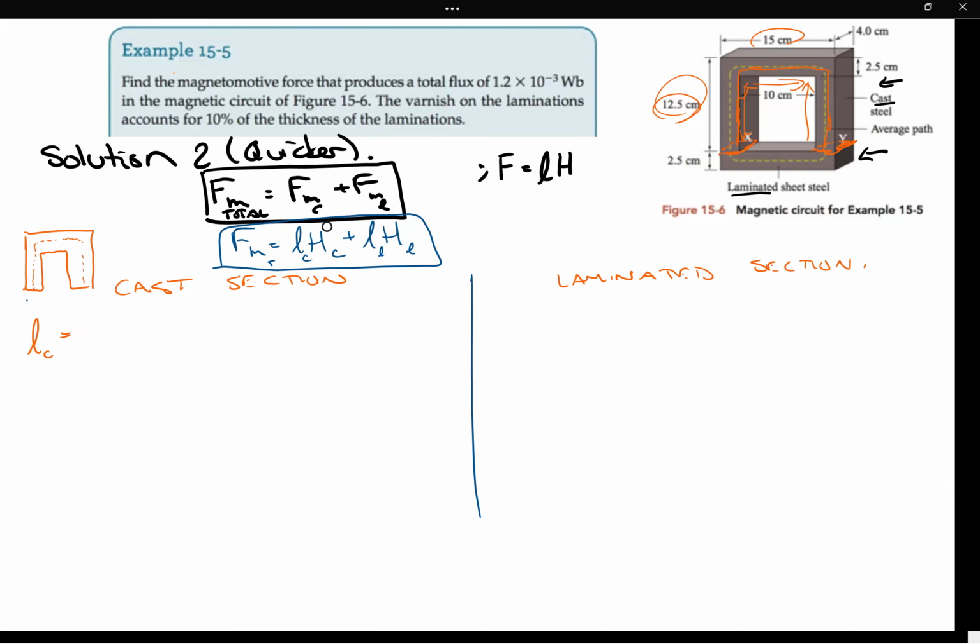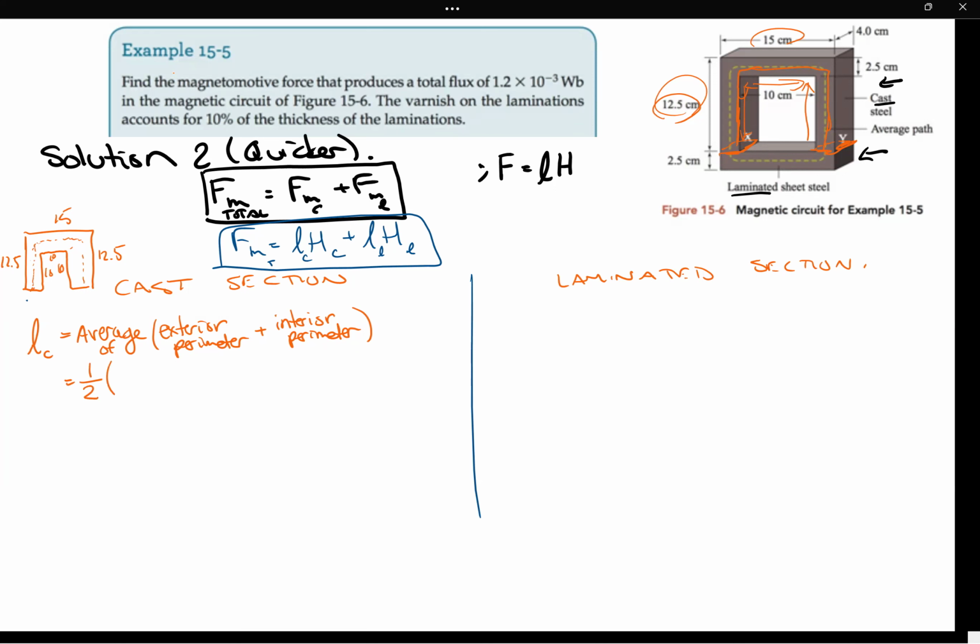So I could say the average of exterior perimeter plus interior perimeter. And then that would give me this middle, right? If I do the 12.5 and 15 and 12.5 as the exterior, and 10, 10, 10 as the interior, and I divide those by 2, that would give me the average.